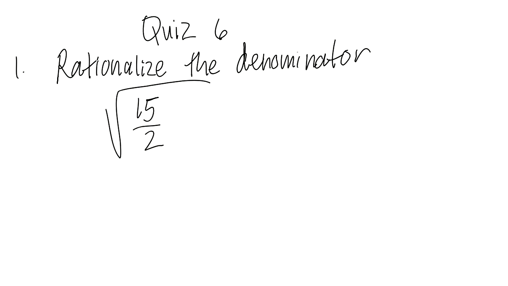So this came from JIT. I don't remember which one, but these are the JIT that we did before the coronavirus. So here I need to rationalize the denominator. And we know that we cannot have a radical in the denominator, so we need to get rid of it. But before I do that, I need to break up each radical separately. Sometimes I look to see if I can reduce the fraction first, but I cannot reduce it to a whole number, so I just separate it.